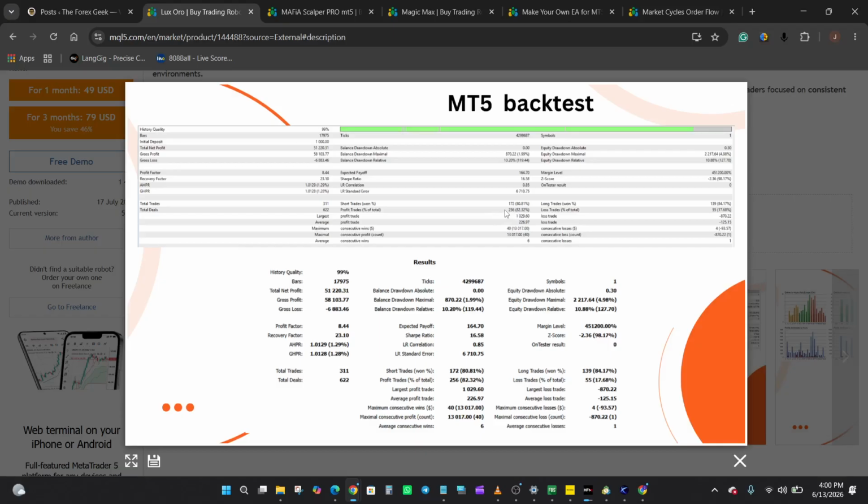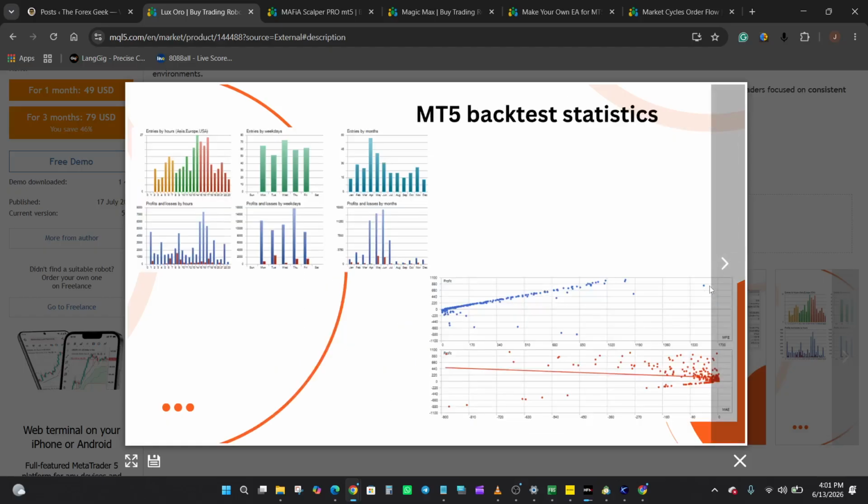All right, and I can also see that the largest profit was 1,029.6, and the largest loss was 870.22, and the average profit was 226.97, while the average loss was 125.15. So this shows that the risk to reward ratio is good actually. It is close to 1:2, even though it's not exactly 1:2.